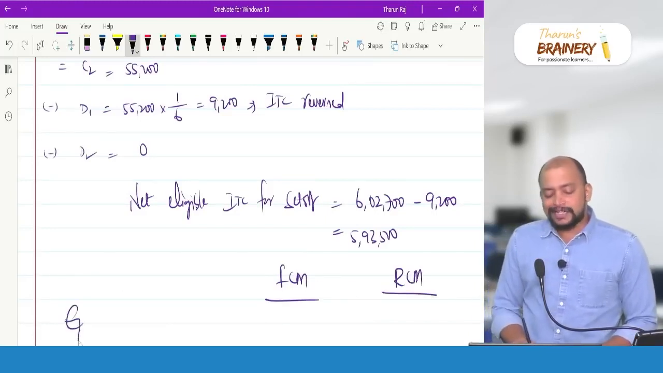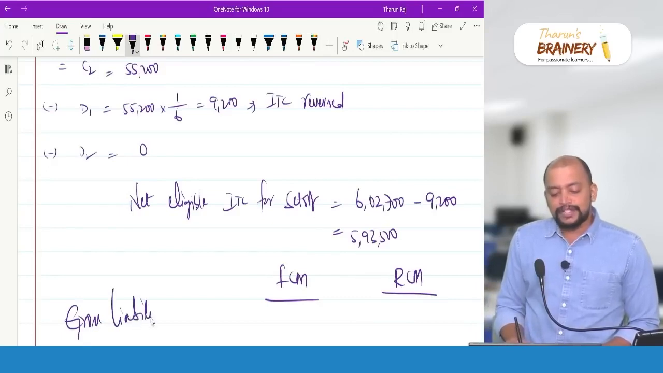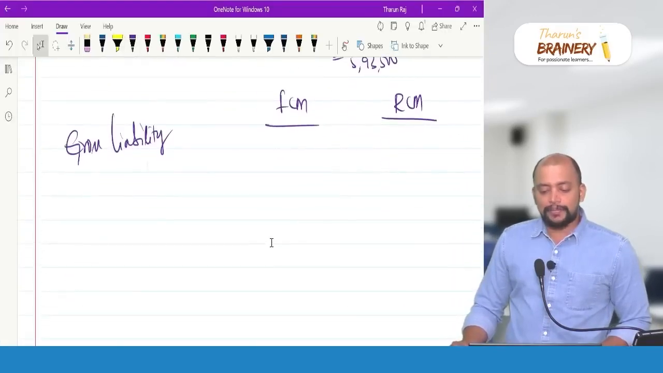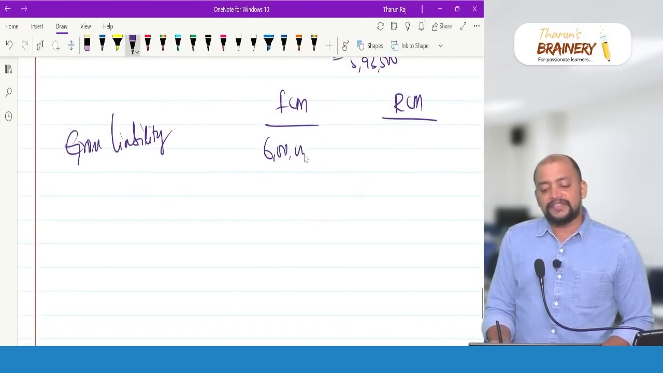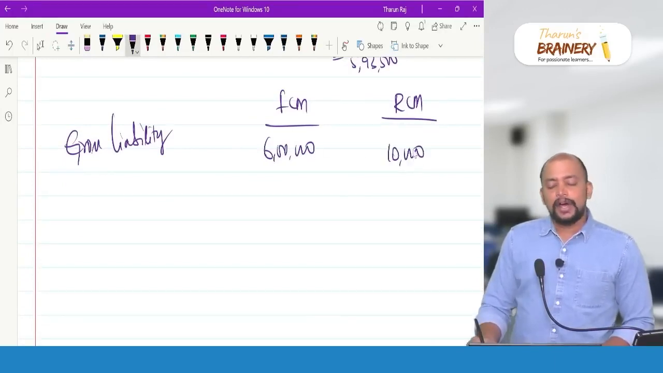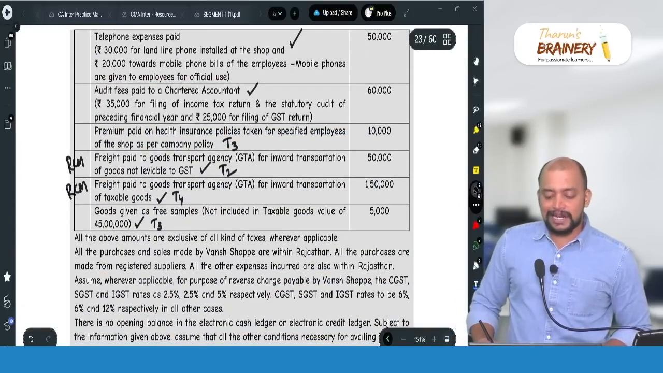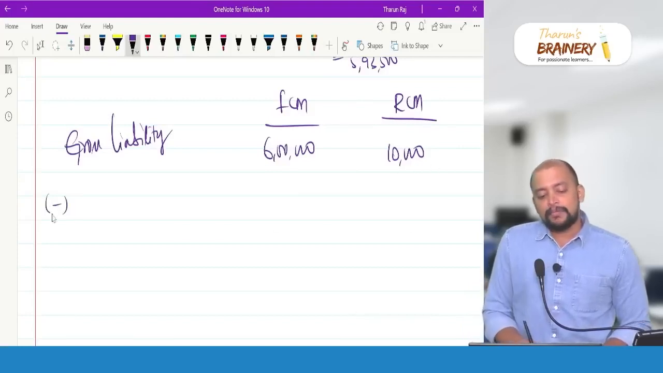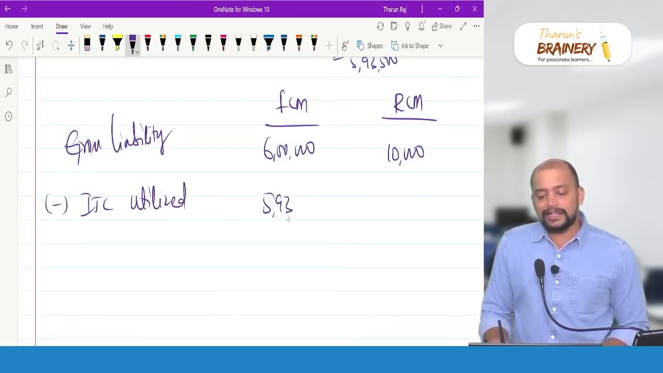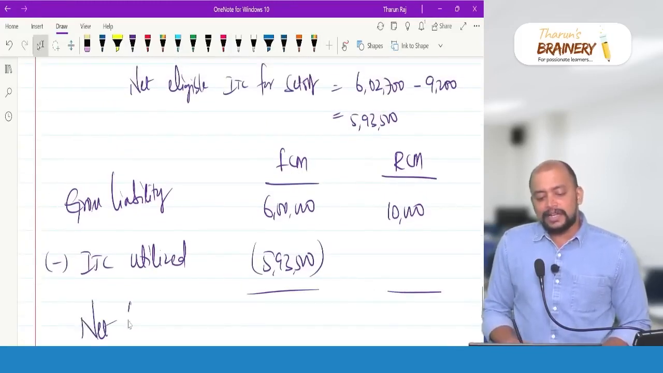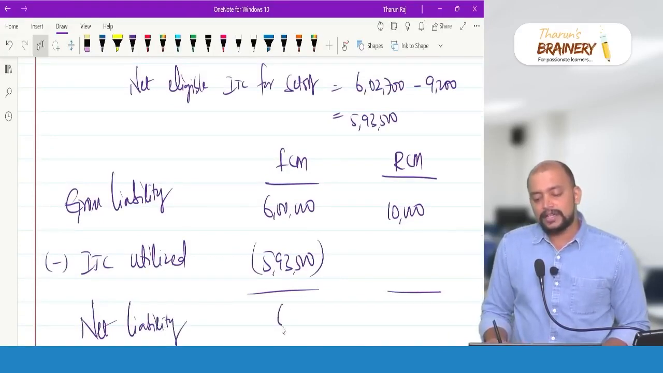Now gross liability under FCM. So check the question and see what is the taxable turnover. So 50 lakhs into 12%, 6 lakhs, that is FCM liability. RCM liability is 10,000. How 10,000? 2 lakhs, 50,000 and 1,50,000. These two things we are paying GST under RCM, that is 2 lakhs into 5%, 10,000. Minus ITC utilized, 5,93,500. Now, you will get net liability. Net liability under FCM is 6,500, RCM will be 10,000.